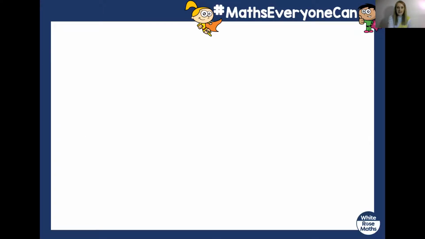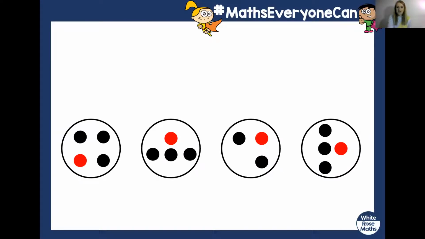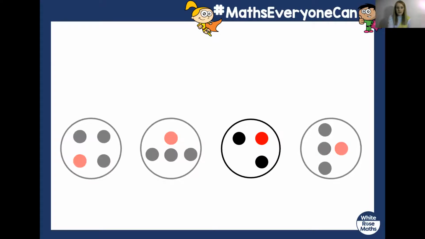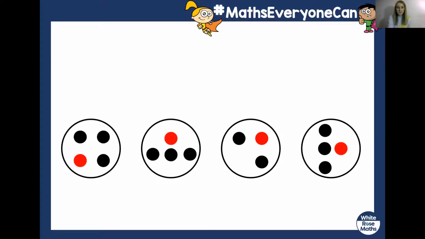Let's try that again. What about this time? Which plate do you think is the odd one out? And why? Can you explain how you know? Let's share the answer. This plate is the odd one out because it has 3 dots in it. It has 2 and 1 more. These plates all have 4 dots in them. They have 3 black dots and 1 extra red one. Well done if you got those right.